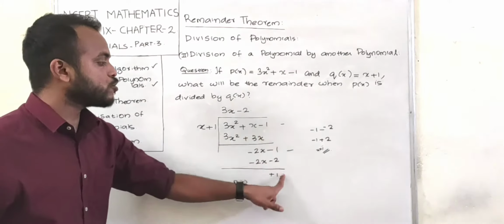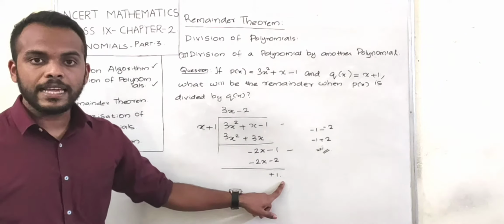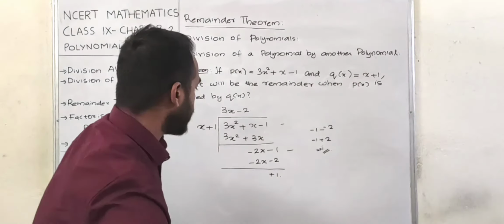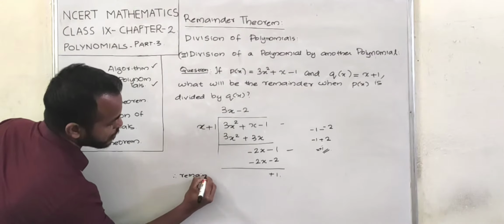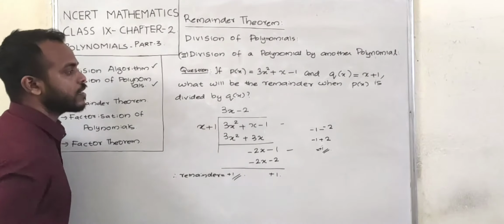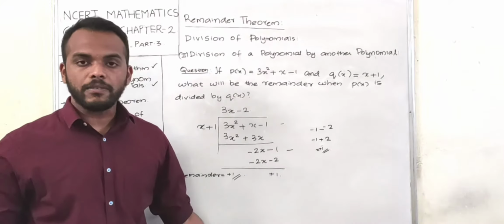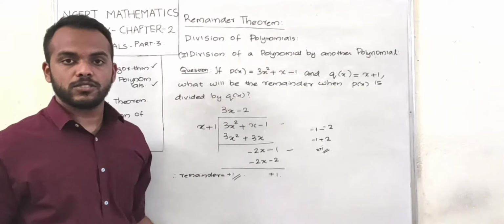Now is there anything else to be taken down? No. So what's the remainder? The remainder is plus 1. So you can write: therefore, remainder is equal to plus 1. That's our answer. The question was to find the remainder when the division is done.